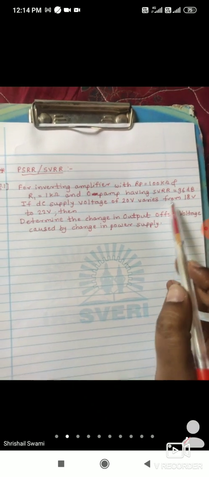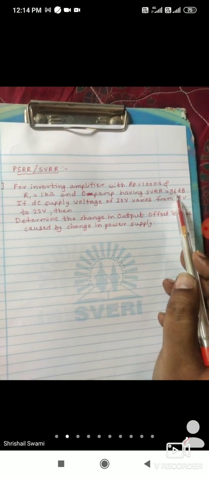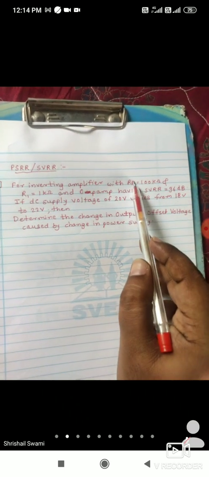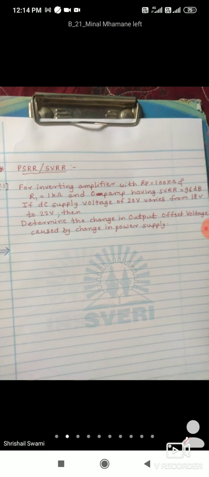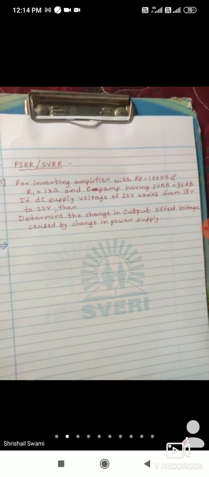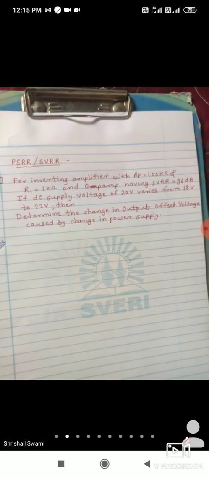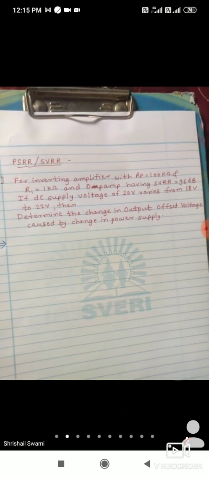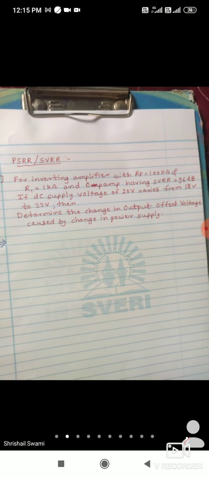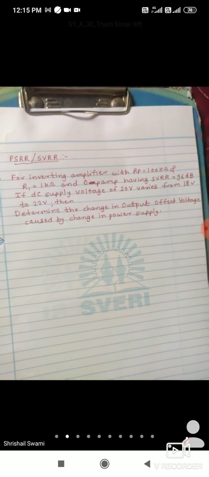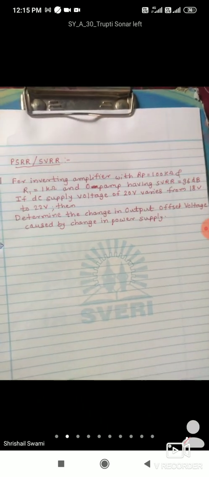Now next, the SVRR is given in terms of decibel, that is 96 dB, and the values of RF and R1 are given. So what is the formula for this? We know the previous formula we have seen, that is delta or change in output offset voltage VOO is equal to 1 plus RF by R1, bracket complete, into change in input offset voltage with respect to change in power supply, multiplied by change in power supply. That formula we have to use.